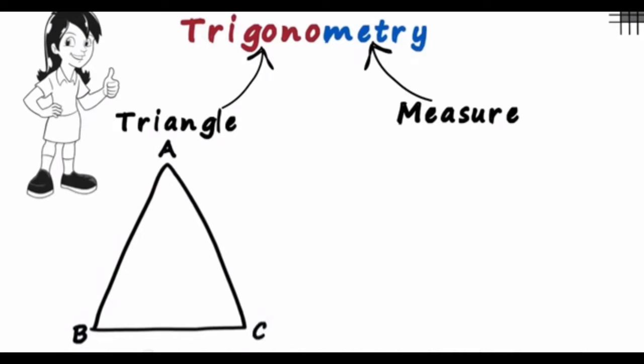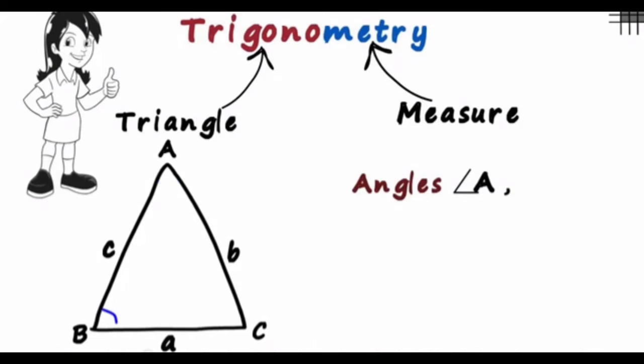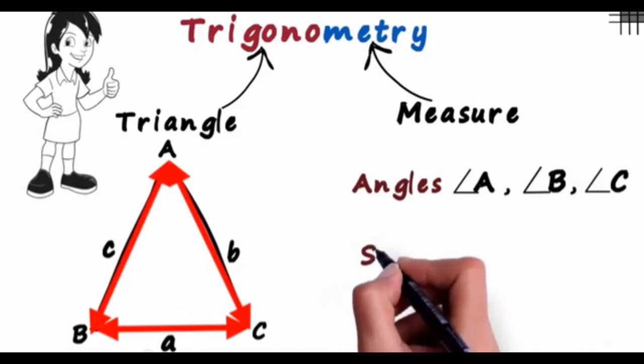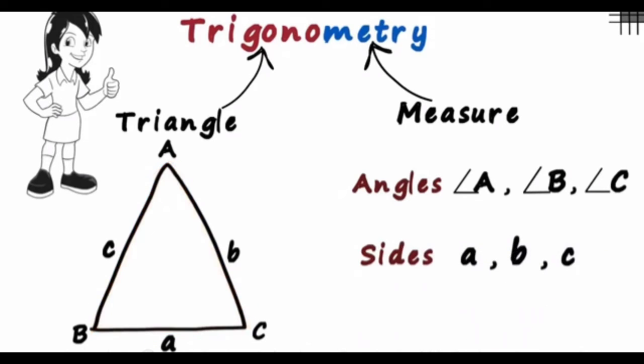So we take a triangle ABC. The opposite side of capital A is small a. Similarly, small b and small c are the sides opposite to angles B and C. So this is the triangle. In trigonometry, we mostly deal with one triangle. So we find the angles A, B, C and the sides of the triangle, small a, small b, and small c.